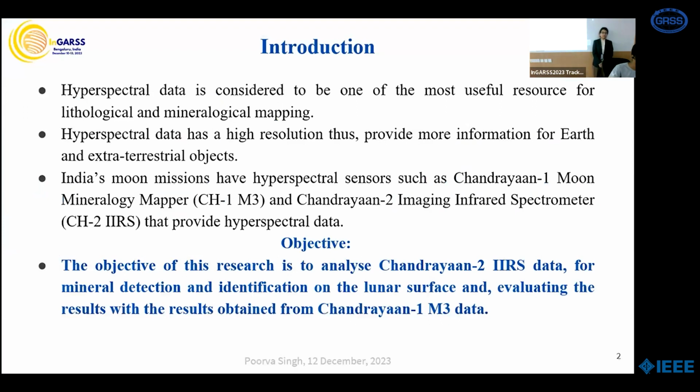Hyperspectral data have a high resolution and are one of the most useful resources for lithological and mineralogical mapping of Earth and extraterrestrial objects. India's moon missions have sensors that provide hyperspectral data, such as the Chandrayaan-1 Moon Mineralogy Mapper and the Chandrayaan-2 Imaging Infrared Spectrometer. The objective of this research is to analyze Chandrayaan-2 data for mineral detection and identification on the lunar surface and to evaluate the results against those obtained from Chandrayaan-1 M-Cube data.